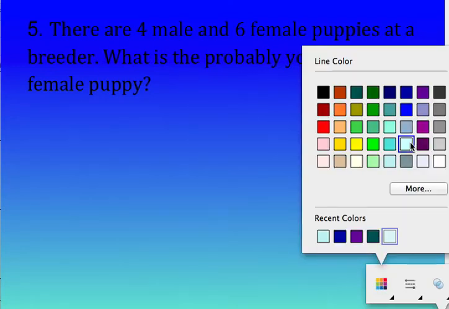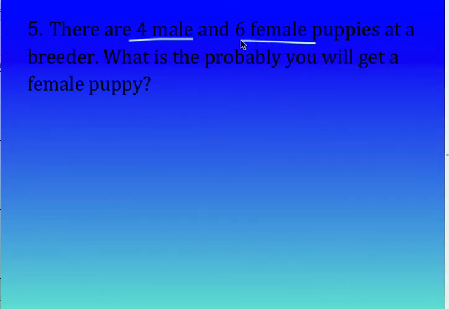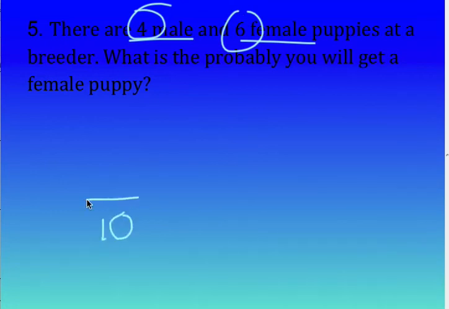There are 4 male and 6 female puppies in a breed. What is the probability that you will get the female puppy? Well, first we need to figure out our total number of puppies, which is 10, okay? And of those puppies, 6 of them are female. So we're going to take 6 and divide it by 10, and that's going to give me 0.6.